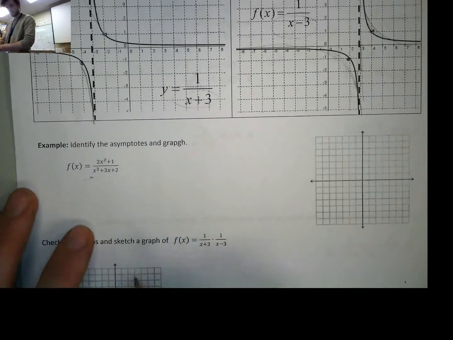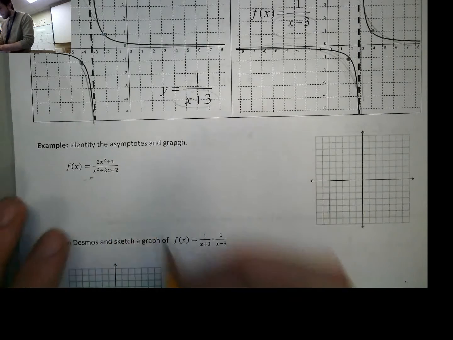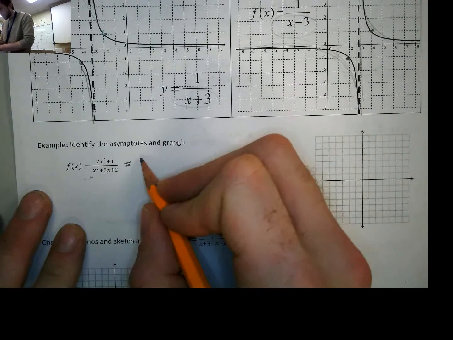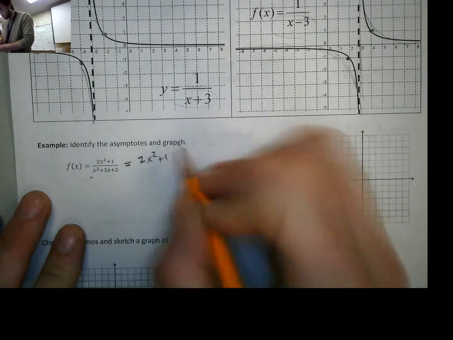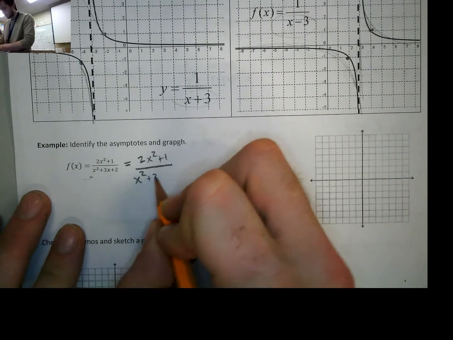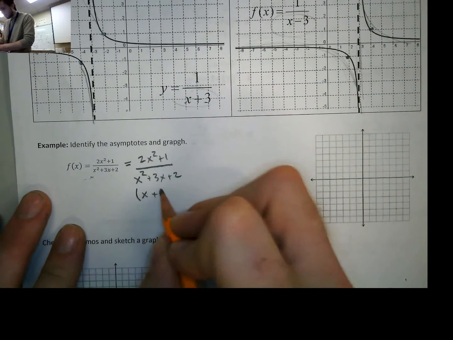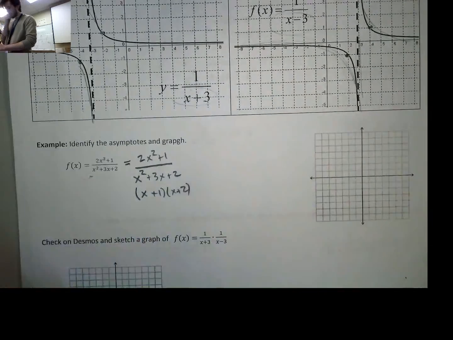Let's try one. F of x equals 2x plus 1 over x squared plus 3x plus 2. Well, I see some factoring we've got to do. This can factor into x plus 1 times x plus 2, I believe.